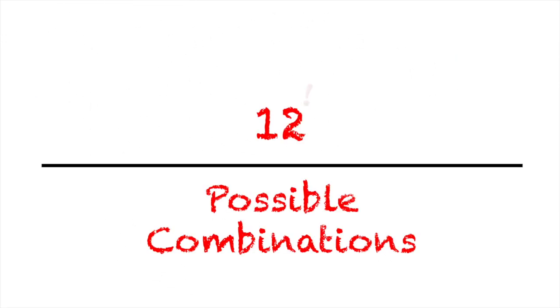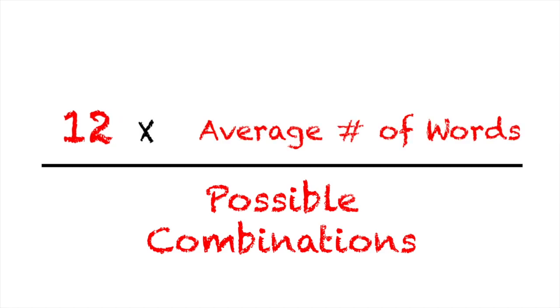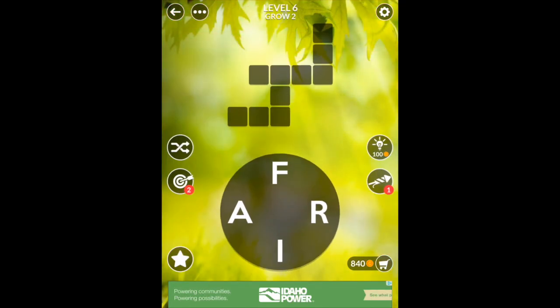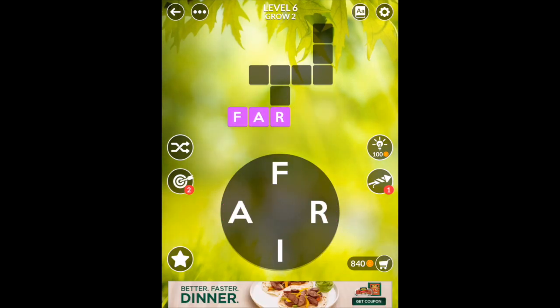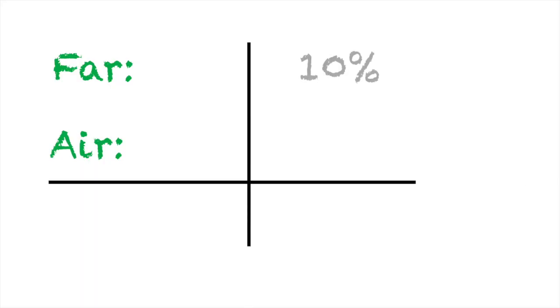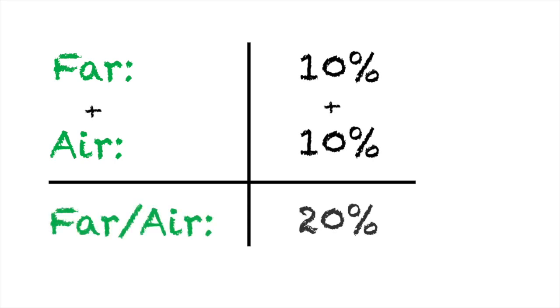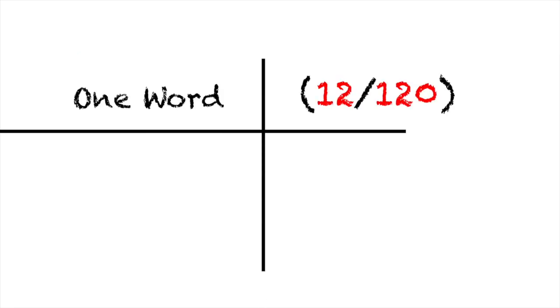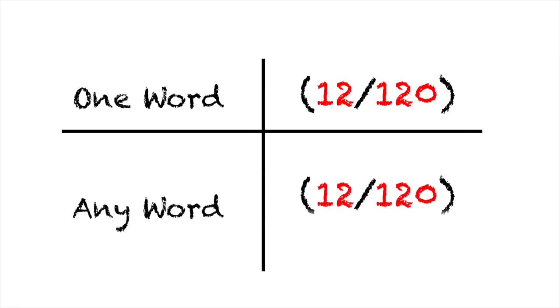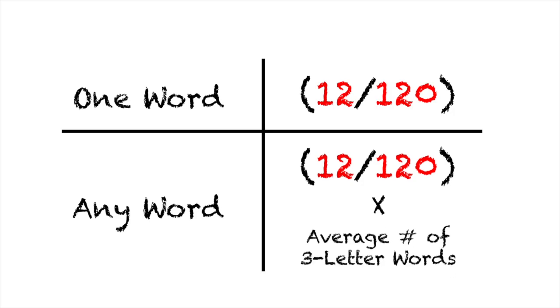Anyways, we aren't done with the numerator yet. We need to multiply it by the average amount of each type of word in an average puzzle. For instance, if we go to puzzle 6, if we just put 12 over 120, that would be similar to the probability that you would find the word far as an arc word if there were 6 letters in this puzzle, of course. But what if we wanted to add in the probability of finding air as an arc word as well? There's a 10% chance of finding far and a 10% chance of finding air, which means that there is a 20% chance of finding either one of them. This means that to find any word in an average puzzle, we would have to multiply each fraction by the average number of its type of word.